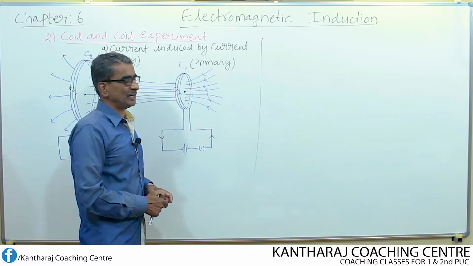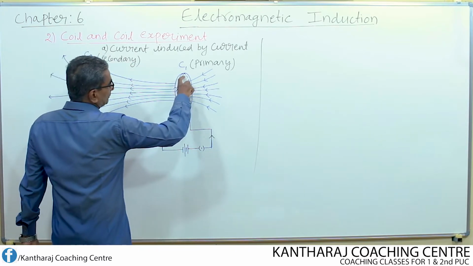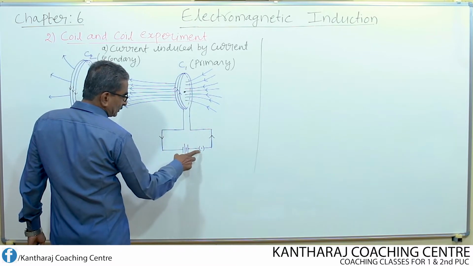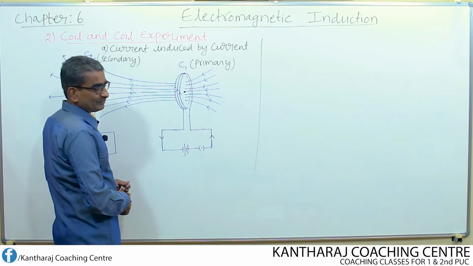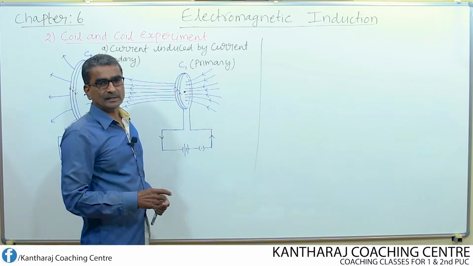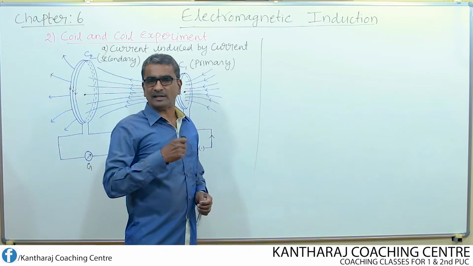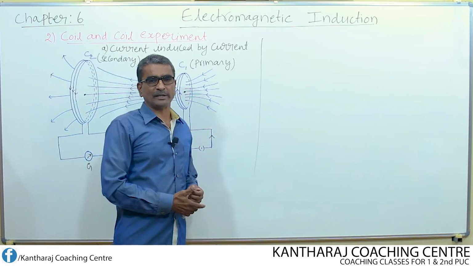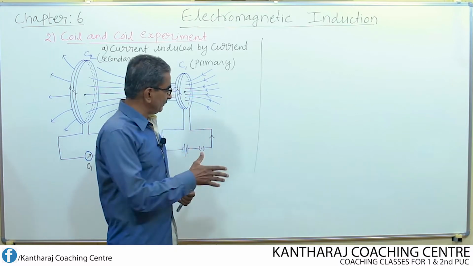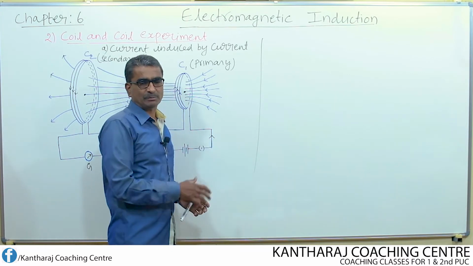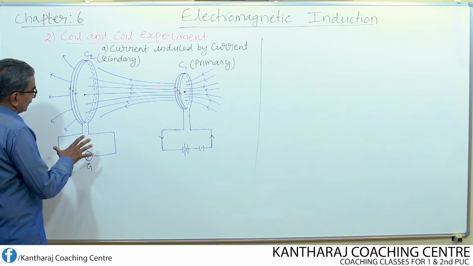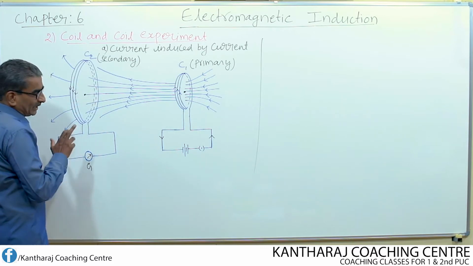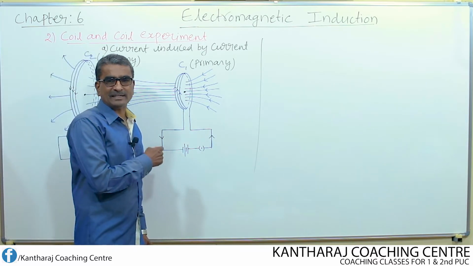This primary coil is connected to a battery through a plug key, because we come across two types of key. One is the plug key and another one is the tap key. Of course, there is one more key known as the reversing key, which we are not going to use in this experiment. Now the secondary coil is connected to a current sensitive device known as a galvanometer.